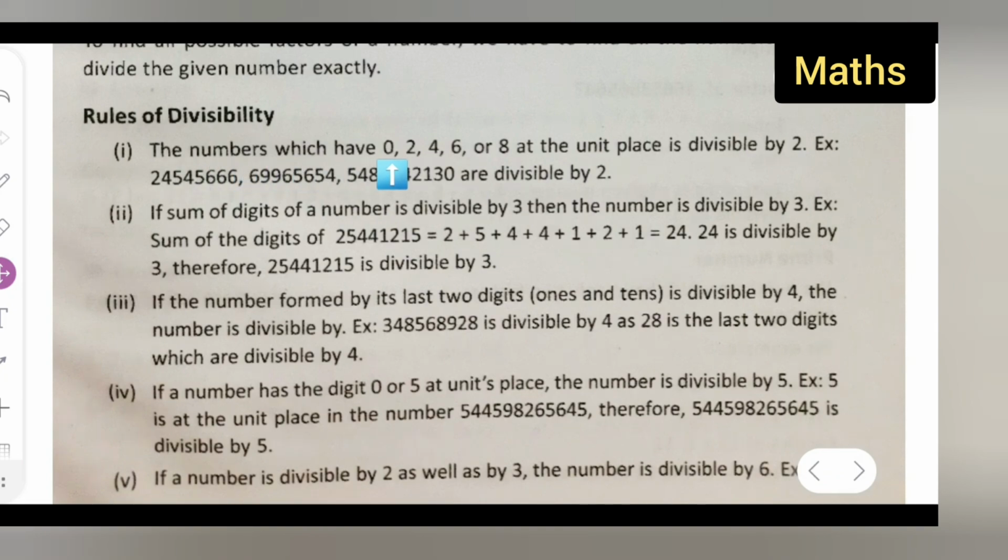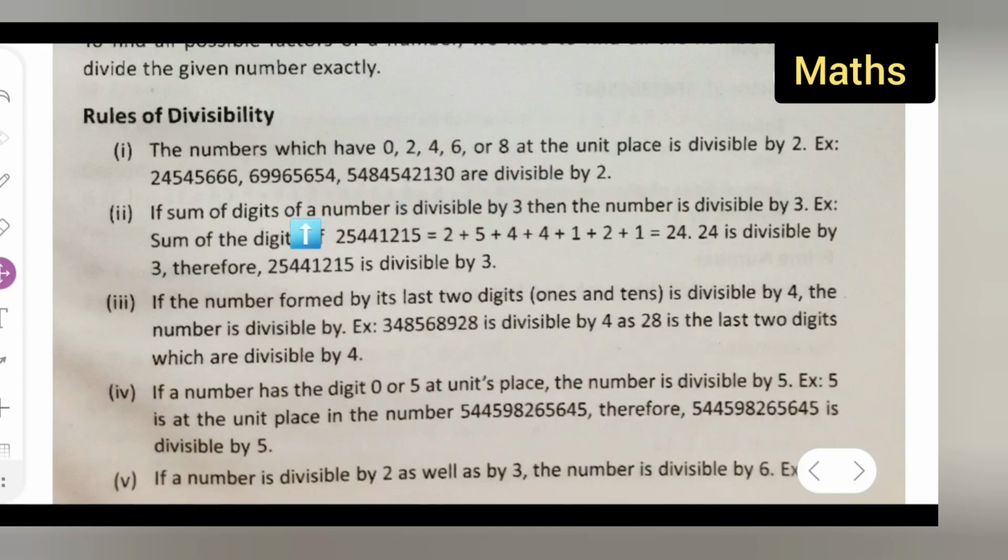The numbers which have 0, 2, 4, 6 or 8 at the unit place are divisible by 2. Example: 2, 4, 5, 4, 5, 6, 6, 6. The last digit here is 6, in this the last digit is 4, in this the last digit is 0. Now these are all even numbers, even the whole number 0. If any number ends with an even digit, it is divisible by 2.